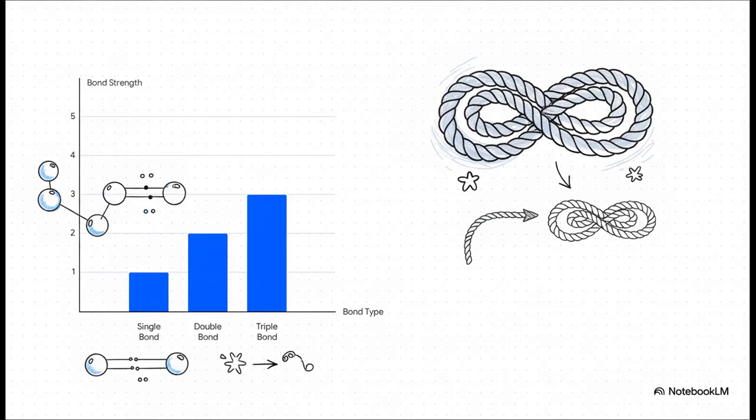But not all sharing is created equal. Sometimes atoms share just one pair of electrons. That's a single bond. Or they can share two pairs, making a double bond, or even three pairs for a triple bond. And it's just what you'd think. Like using more ropes to hold something together, a triple bond is way, way stronger than a single bond.